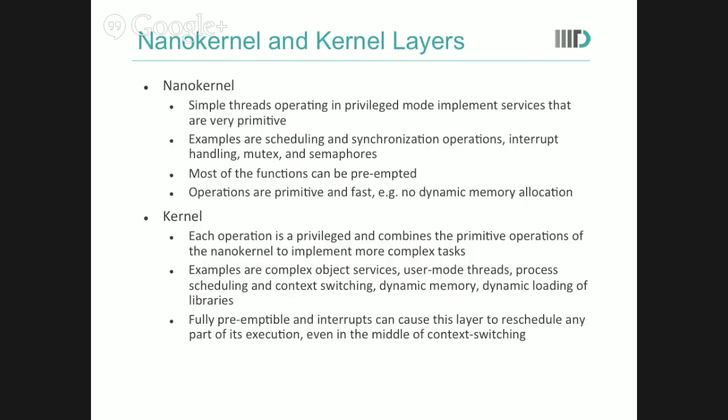Okay. All the things that are there in the nanokernel are things which are simple. Like scheduling, synchronization operation, interrupt handling, mutex. What is mutex? Semaphores, right? And the standard general semaphores. This is for mutual exclusion. So these are the things that operating system has to do. It has to do these things, and that's why they become part of the nanokernel. And that is required. Without it, there is no operating system.